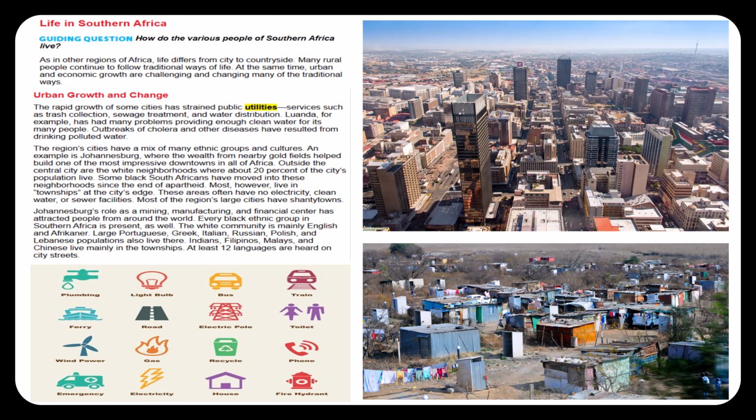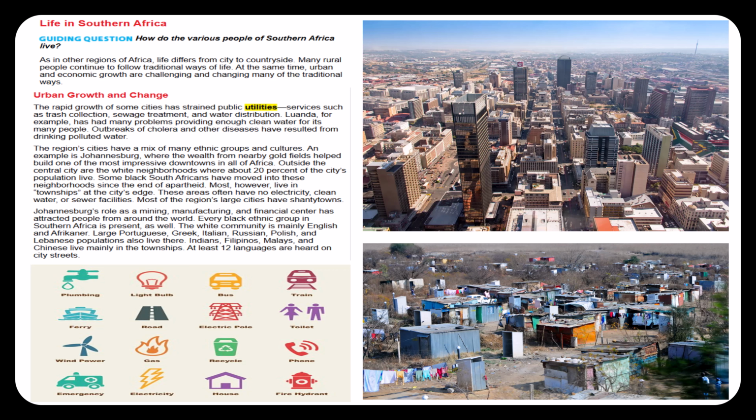Life in South Africa. As in other regions of Africa, life differs from city to countryside. Many rural people continue to follow traditional ways of life. At the same time, urban and economic growth are challenging and changing many of the traditional ways. Urban growth and change. The rapid growth of some cities has strained public utilities. Those are services such as trash collection, sewage treatment, and water distribution. Luanda, for example, has had many problems providing enough clean water for its many people. Outbreaks of cholera and other diseases have resulted from drinking polluted water.